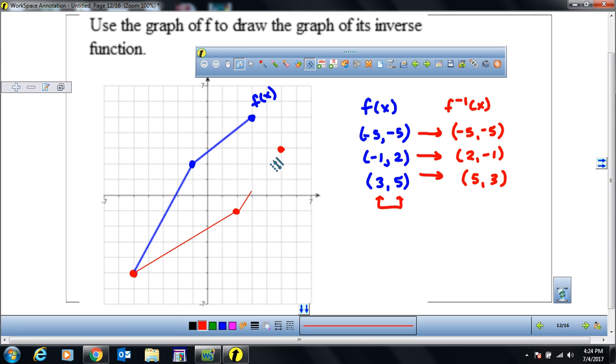Now, I want you to take a look at why. What is the reason why this (-5, -5) did not change?